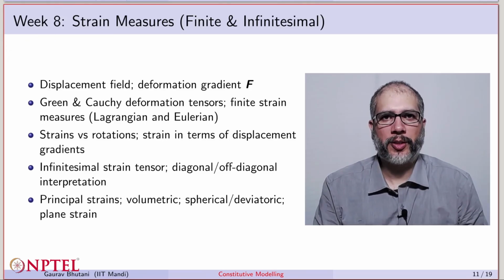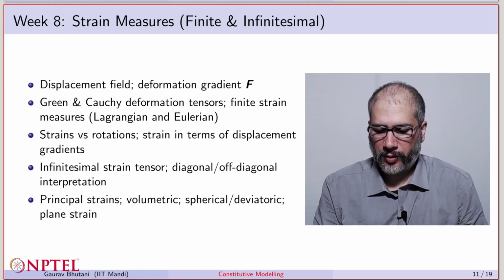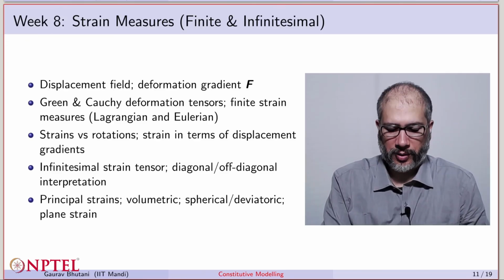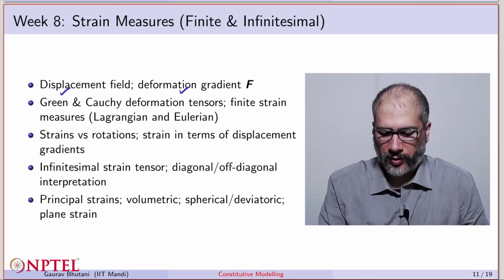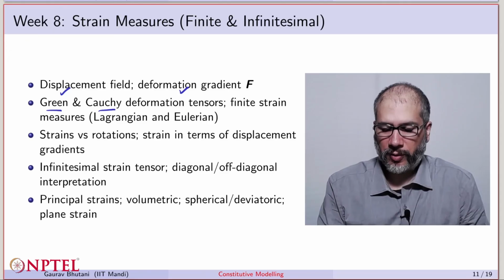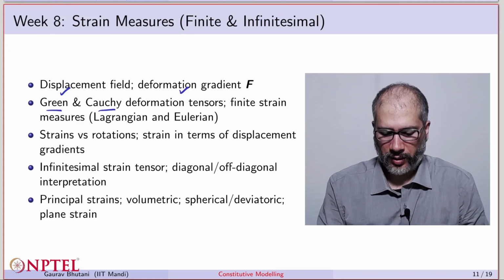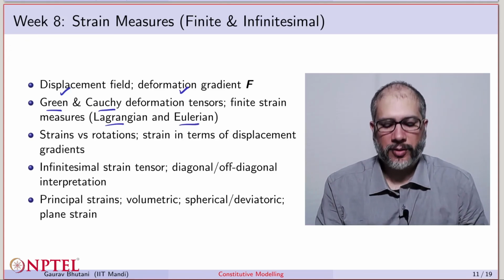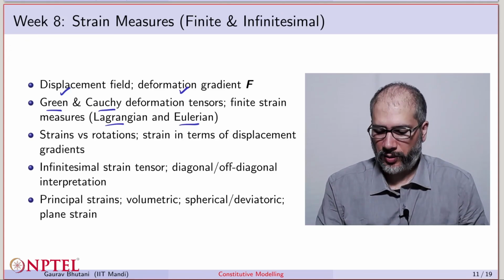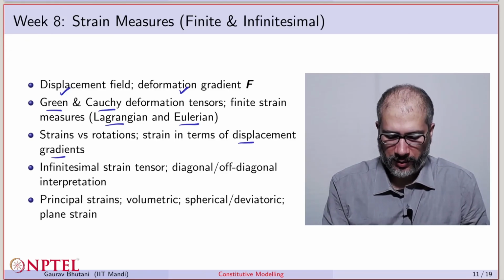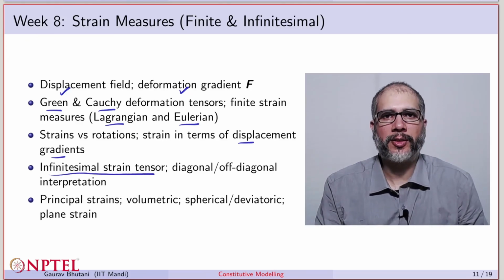With the basic understanding of configurations, the material and the spatial coordinate systems, and the Eulerian and the Lagrangian coordinates, we then moved on to the definition of key strain measures. So for that, we started the discussion with the displacement field and the deformation gradient tensor F. And then we defined the Green's and the Cauchy deformation tensors, which was followed by the definition of finite strain tensors called the Lagrangian and the Eulerian strain tensors. And then while expressing these in terms of displacement gradients, we linearized them and developed the infinitesimal strain tensor, that's our strain tensor epsilon.